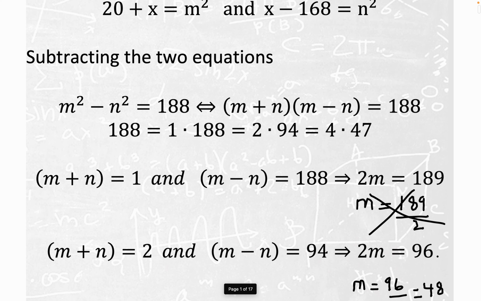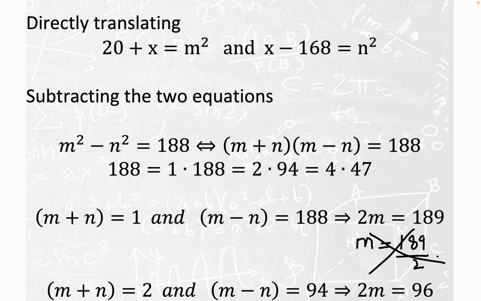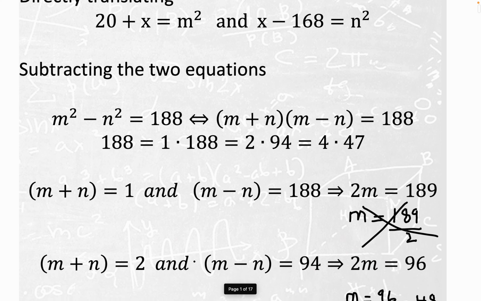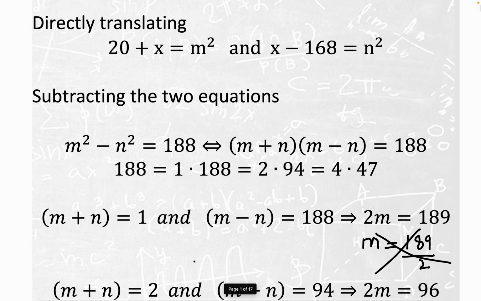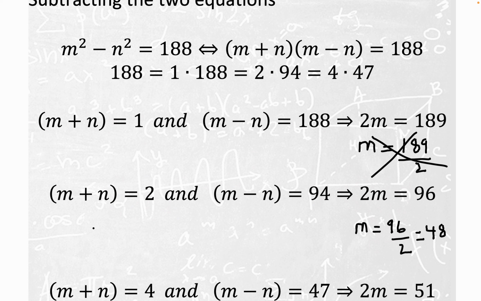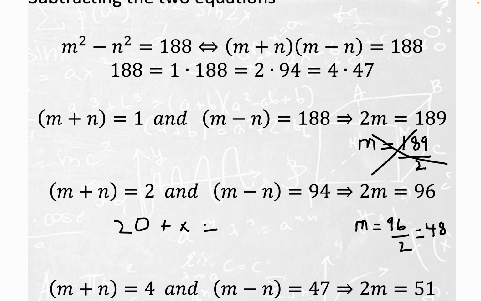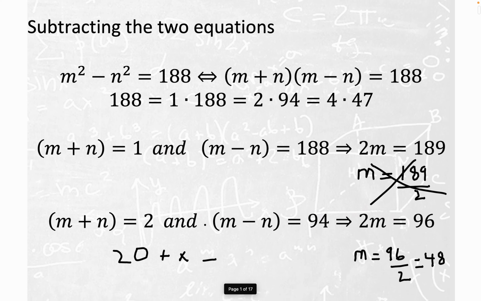And let's back up here and notice that if we know m, we're going to know x. We have 20 plus x from the direct translation is equal to m squared. So let's bring that back down. In other words, we have 20 plus x is equal to m squared. So let's recopy that: 20 plus x, and again, this is just from directly translating the problem. 20 plus x is equal to m squared.